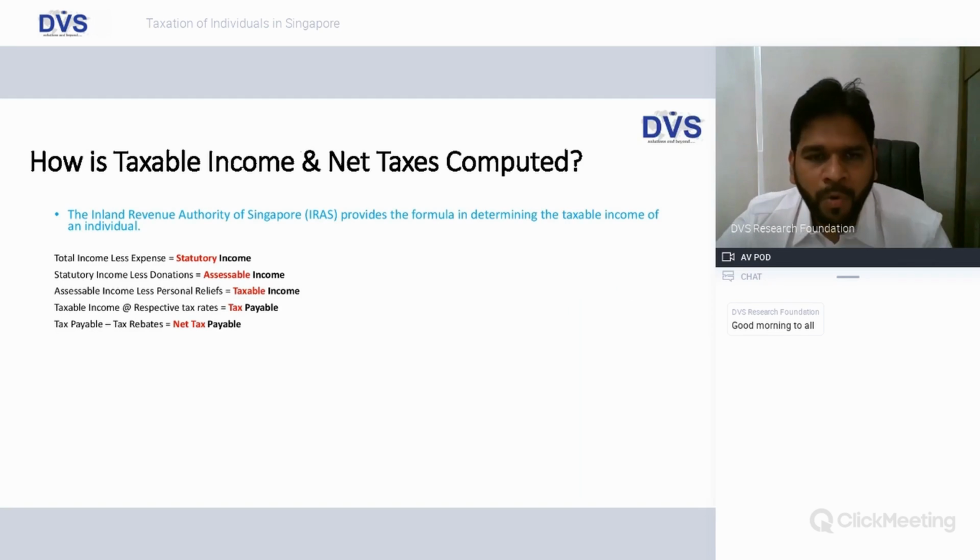So just to look at a broad overview of how taxable income is calculated and how net tax is calculated. First of all, we look into the total income of the SSE less expenses. Now these expenses are allowable expenses which are incurred to earn that income. We'll look at that in detail in the next slides. That is what is called the statutory income. From the statutory income, there are permissible donations which the SSE could have made, and those donations can be deducted from his statutory income to arrive at the assessable income.